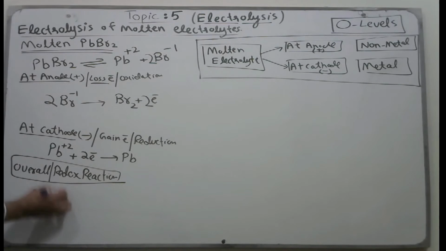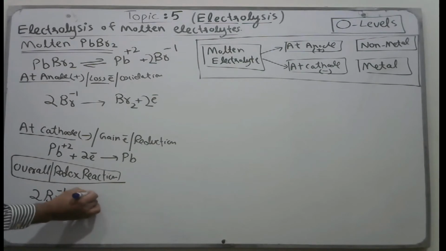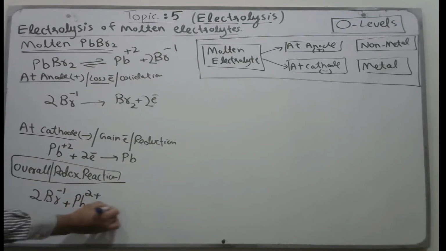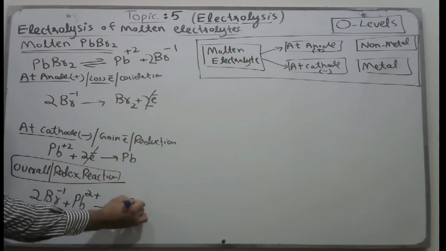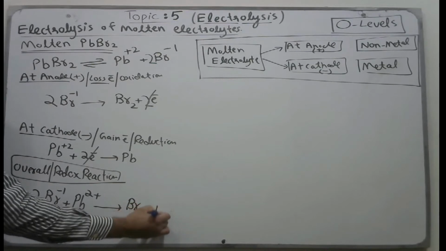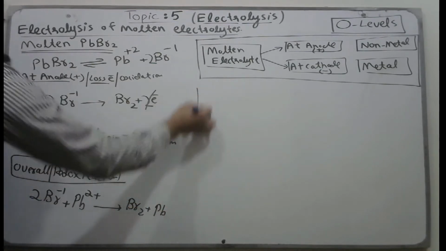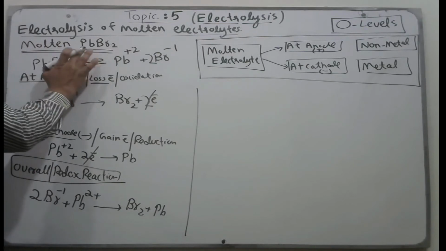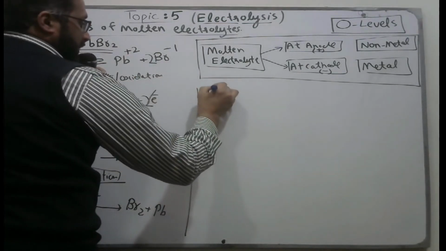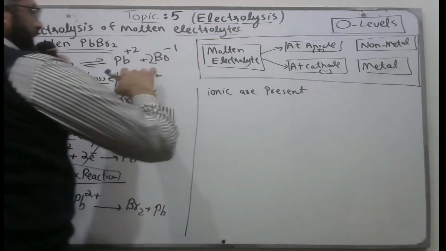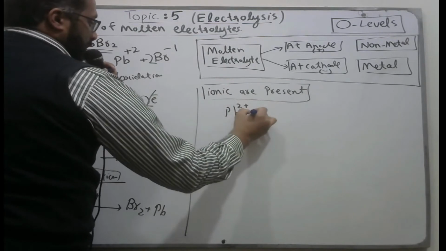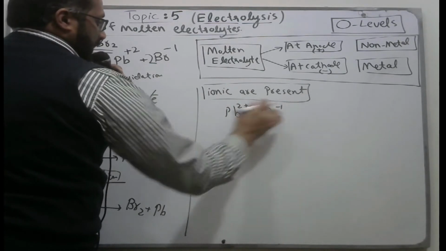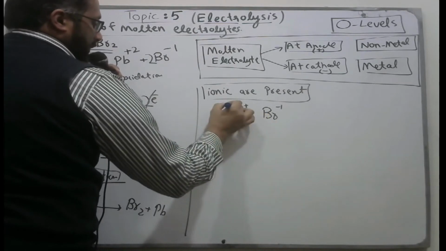Reactants: reaction 1 has 2 bromide ions, and then 2 lead 2+, that gives you electrons cancel. Now your answer is Br2 along with Pb. Cambridge demands the question: in molten lead bromide, which ions are present? The ions are lead 2+ and bromide ions, Br negative. These are the ions present during electrolysis.